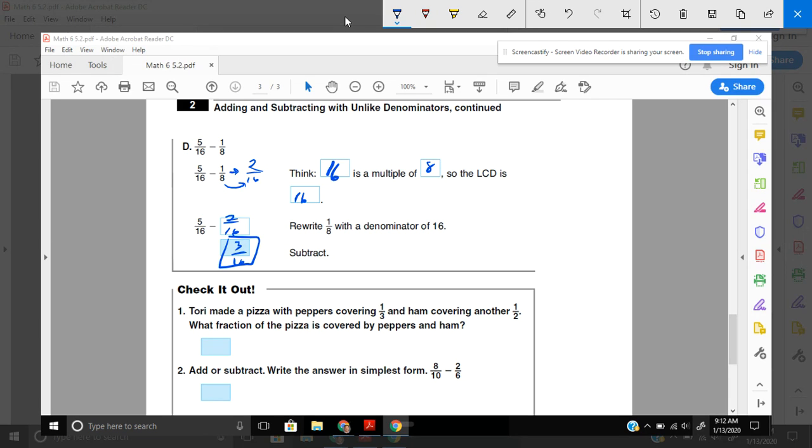All right. It said Tori made pizza with peppers covering a third and ham covering another half. What fraction is covered by peppers and ham? Well, if I take 1/3 plus 1/2, that'll tell me. But first I need to get a common denominator. So I'm going to find the least common multiple of these two. Well, that's going to be 6. So I'm going to rewrite both of these in terms of 6.